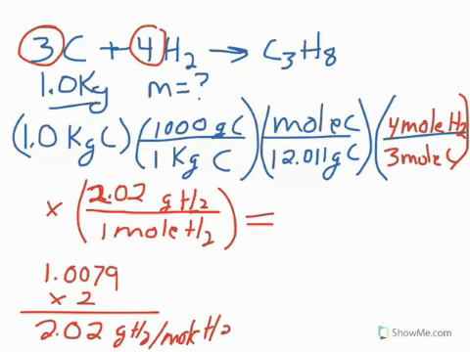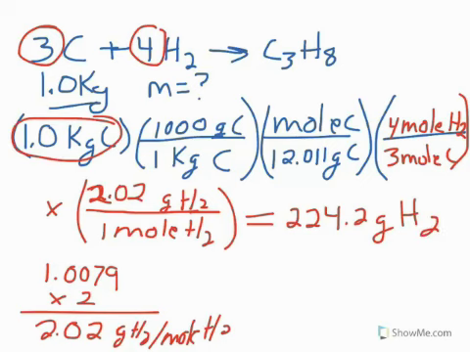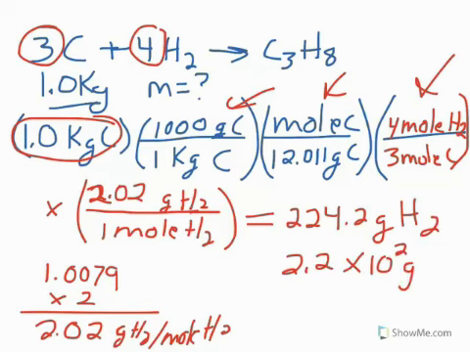So I take my 1 kilogram, multiply by 1,000, divide by 12.011 times 4, divide by 3 times 2.02, and I get 224.2 grams of H2. And to get it in the right sig figs, I only need 2. This is enough. Conversion factors are enough here, and those are infinite. So I have to put it in scientific notation: 2.2 times 10 to the 2 grams of H2.